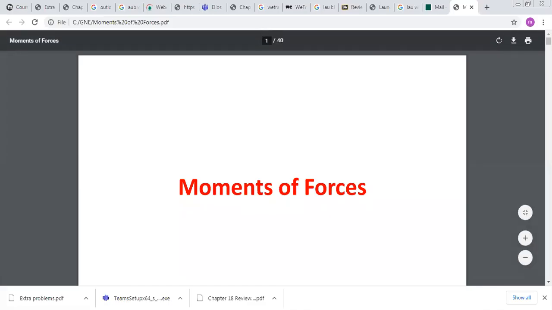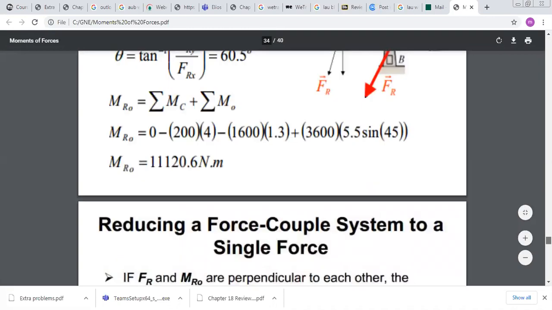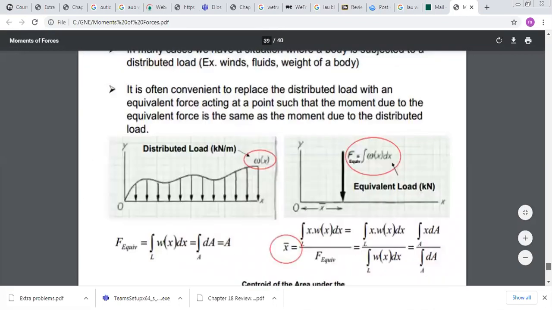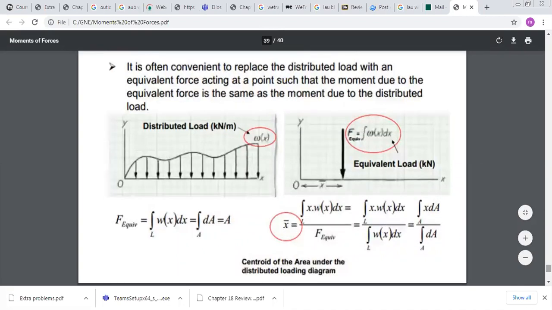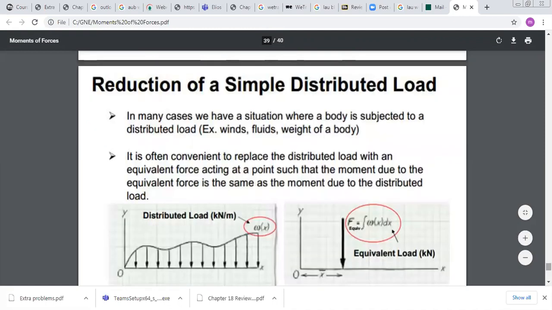Chapter of moments and forces. We still have only a last section in this chapter, and when we finish, if you have any questions for the exam, we can do them. Okay, so here in the last section, we will learn how to reduce a distributed load into one force.